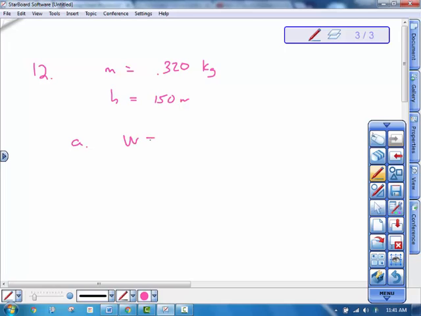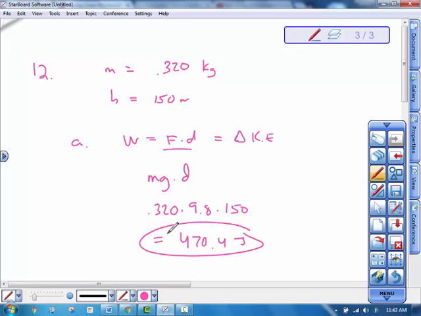So we know work equals force times distance, and it also equals a change in kinetic energy. So those are the tools that we have to use. We could use kinetic energy, but we have to find the velocity, so let's just use force times distance. The force that we're overcoming is mg, and the distance that it goes is the height. So the mass is 0.320, the gravity is 9.8, and the height that it goes is 150. That gives us 470.4 joules.